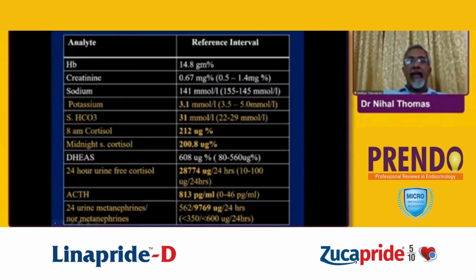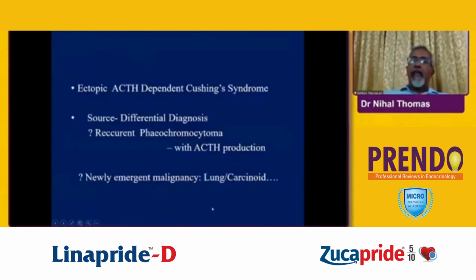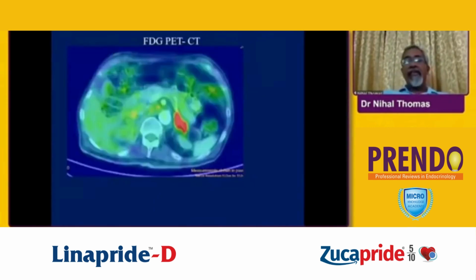Biochemically, once again, hypokalemia, grossly elevated midnight cortisol, very high urine free cortisol, and very high ACTH levels with high urinary norepinephrine levels. So what could this be? Sources: recurrent pheochromocytoma with ACTH production, or a newly emergent malignancy because he's had a previous vocal cord malignancy. So could it be a new lung malignancy or a carcinoid or something else?